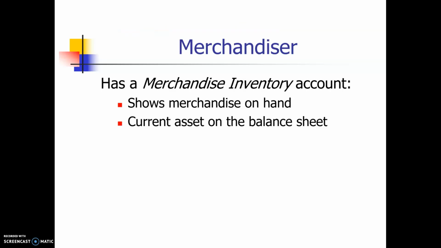And so a merchandiser is going to be more involved than a service business because it's going to have the merchandise inventory account. Merchandise inventory is going to be a current asset shown on the balance sheet, right? And an asset is a current asset if it's going to be used up within a year. We learned that back in Chapter 4.